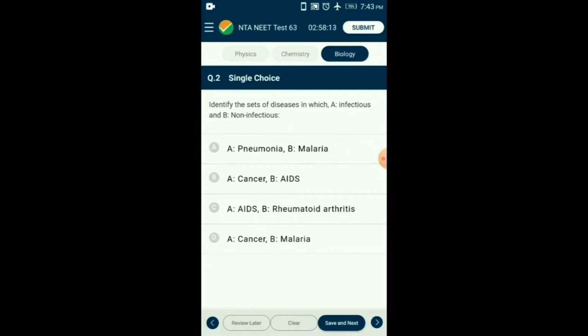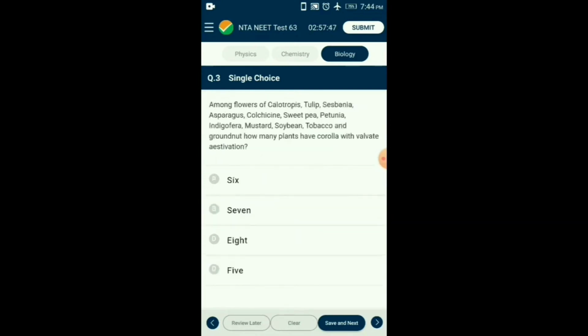AIDS is an infectious viral disease. HIV can be transmitted through blood and also by sexual contact between males and females through vaginal, oral or anal intercourse. So the answer is option C. A, AIDS, it is infectious; non-infectious, example, rheumatoid arthritis.